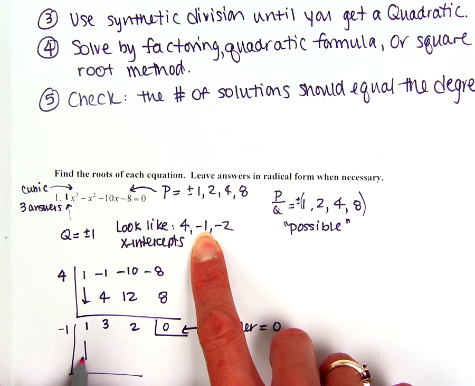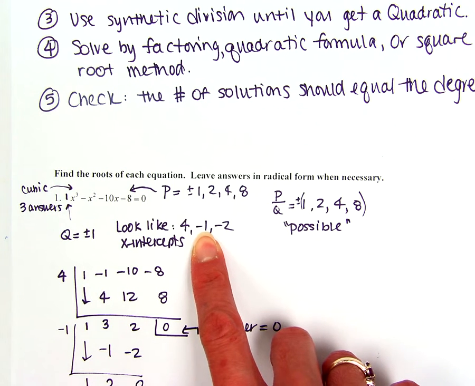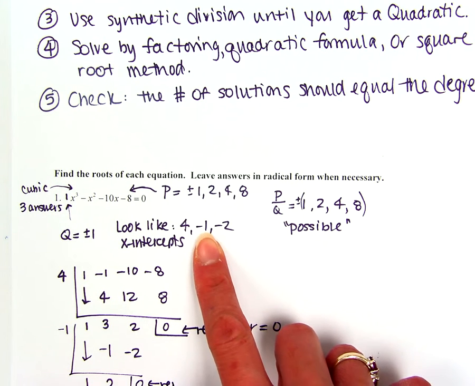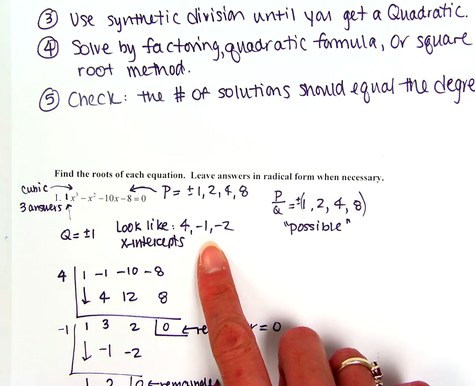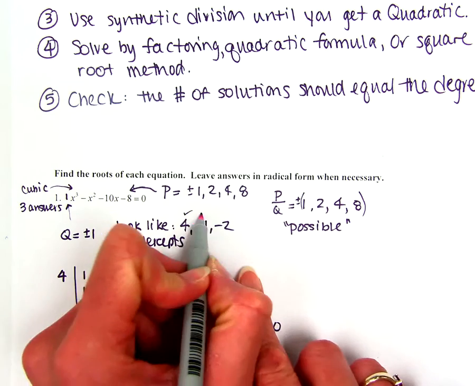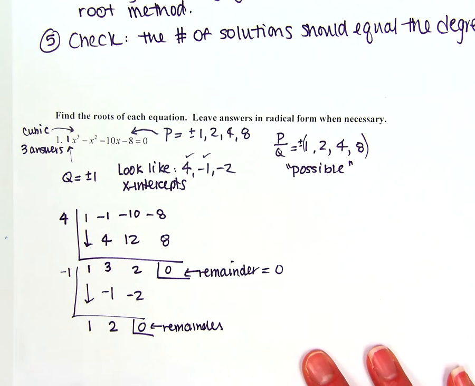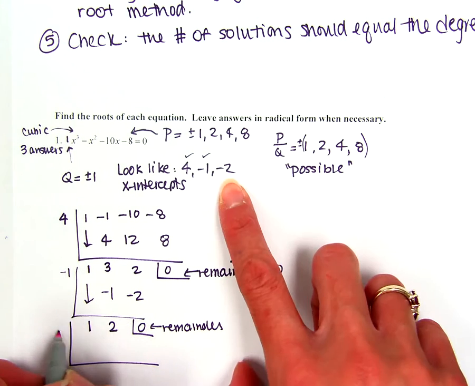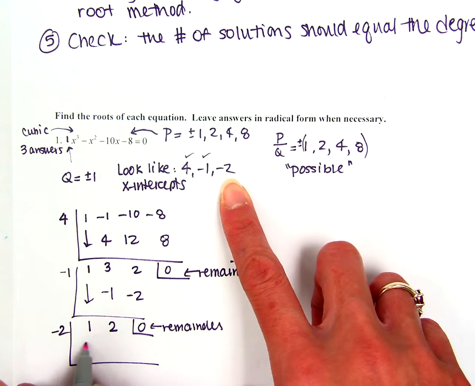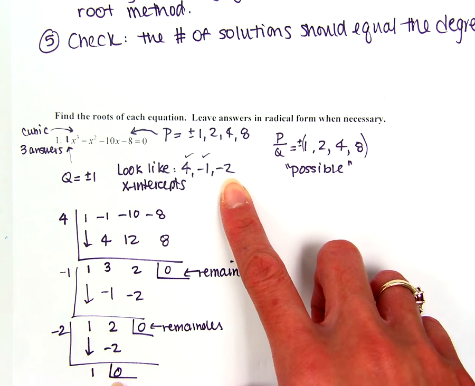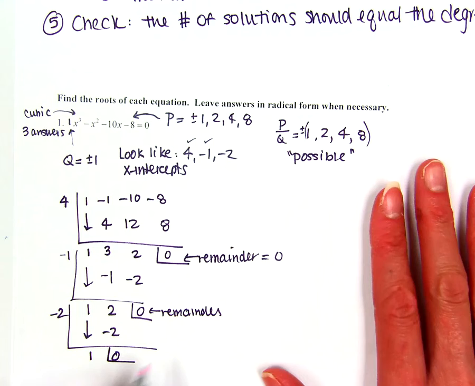Negative 1. So we're going to drop down the 1, multiply, you get negative 1, add, you get 2, multiply, you get negative 2, and you add, you get 0 as a remainder again. So that tells me that negative 1 works. So far we've checked that 4 and negative 1 both work. And then you're going to try one more time, negative 2. And you just do it with the 1 and 2. So bring down the 1, multiply, you get negative 2. And as long as 0 is my remainder, then I'm good.